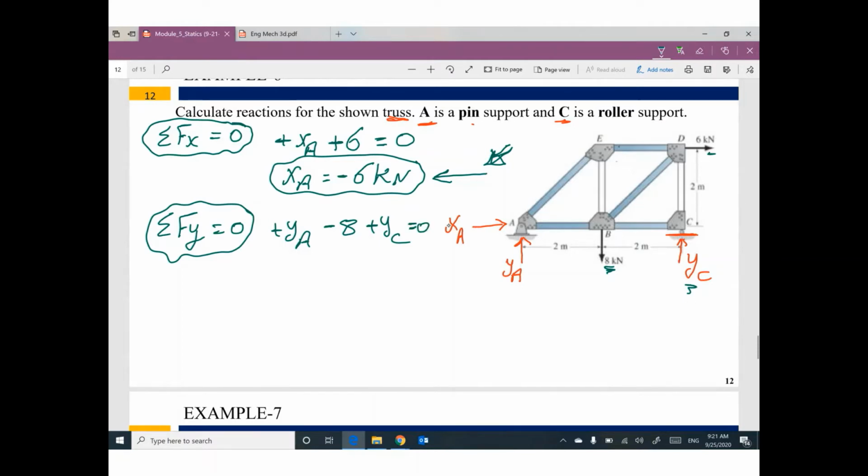This equation has two unknowns. I cannot solve. So, please simplify it. YA, which is positive, plus YC, which is positive, I'm going to move this value to the other side. It's negative. To the other side will be positive, 8. And this is the first equation.